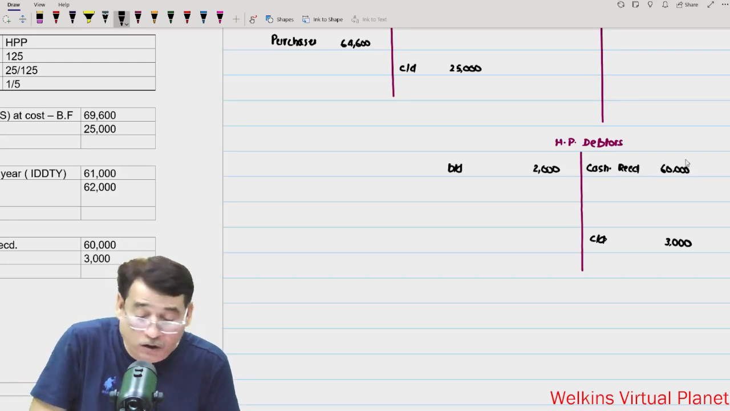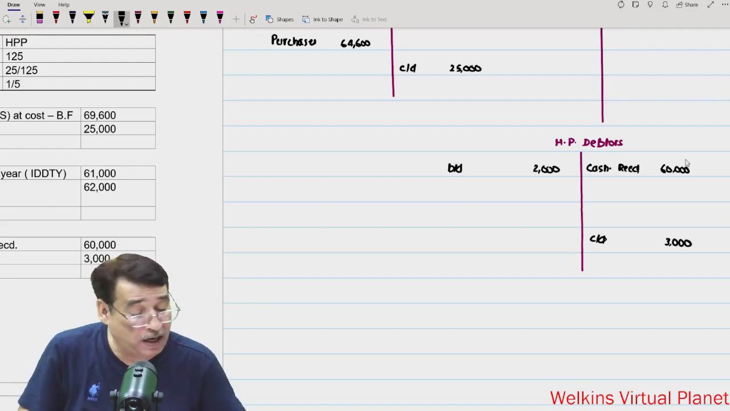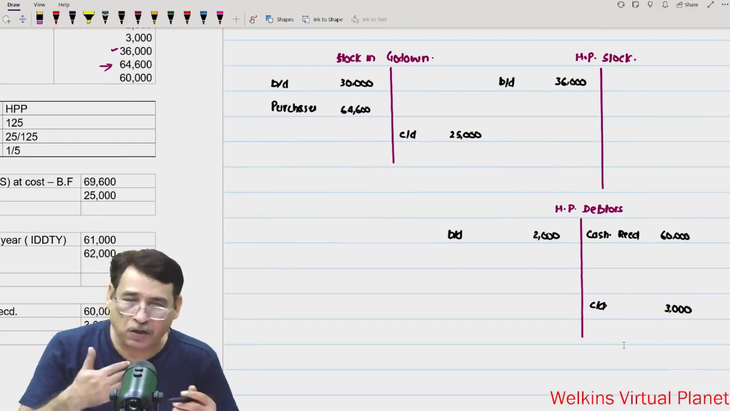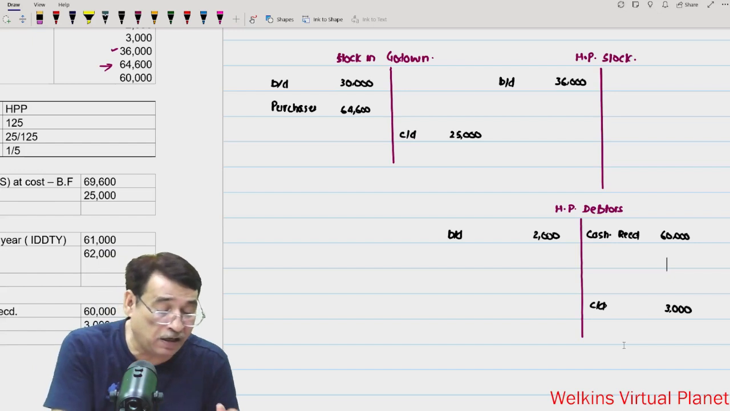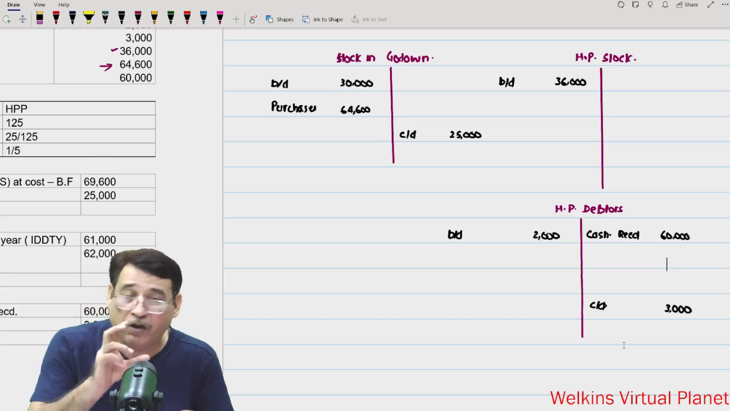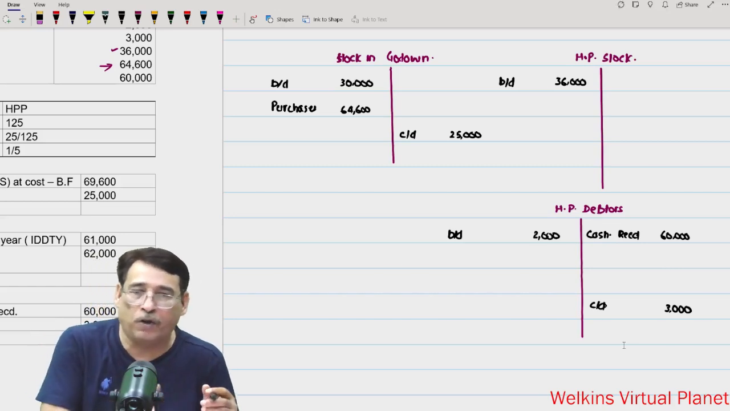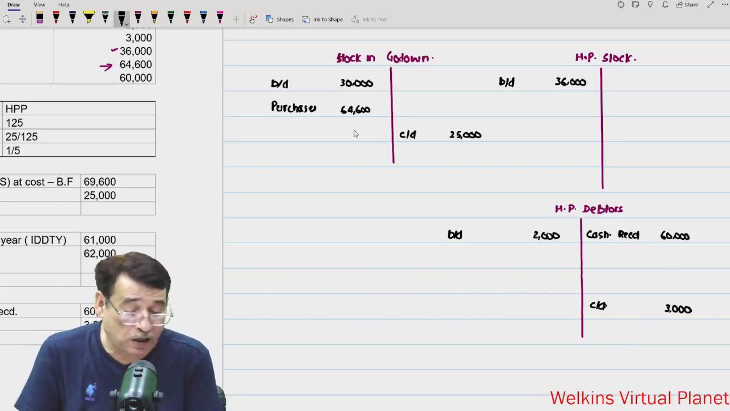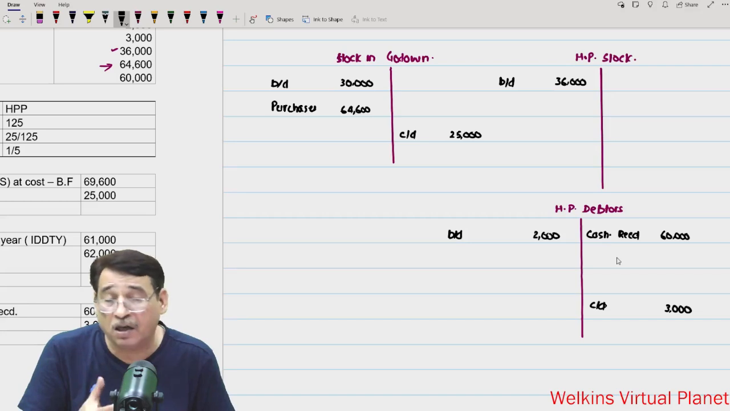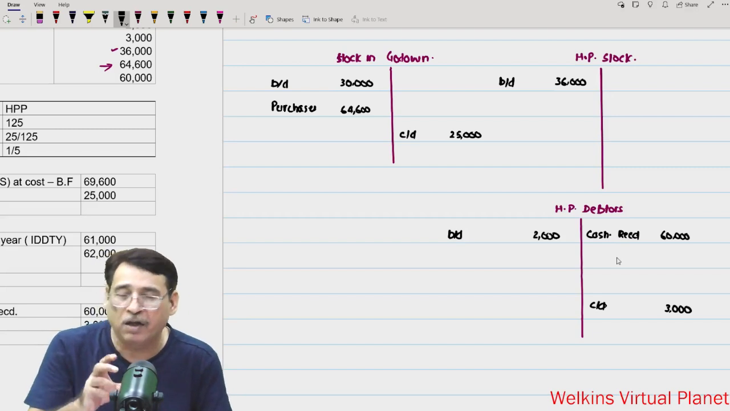After filling up all the information which was given in the question, the next thing you need to understand is which account you will tally first. Should I tally the stock in godown account first, or the higher purchase stock account first, or the higher purchase debtors? Again, here you will have to exercise caution. You will look into that account which is containing the highest number of entries. For example, in the first account, there are three entries. In the second account, we are having only one entry. And again, in the third account, we are having three entries. So that means the first account and third account have the same number of entries.